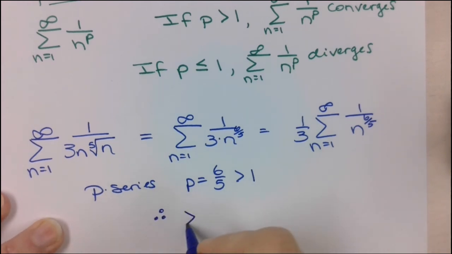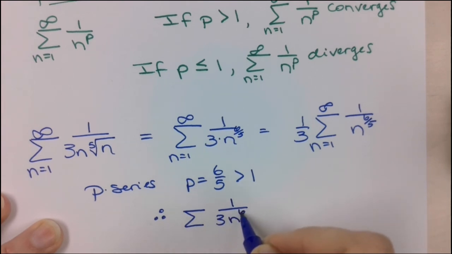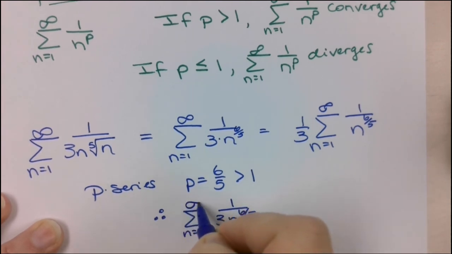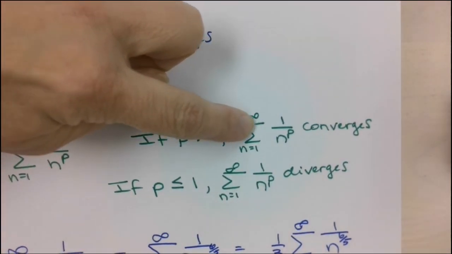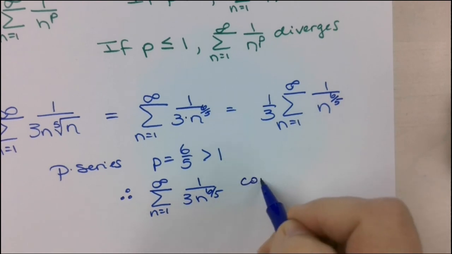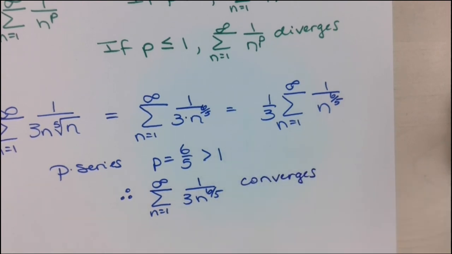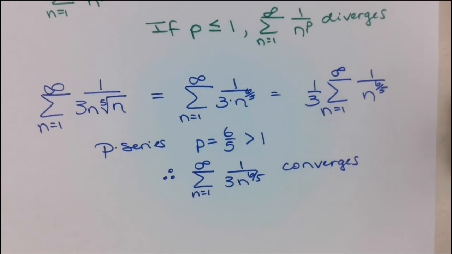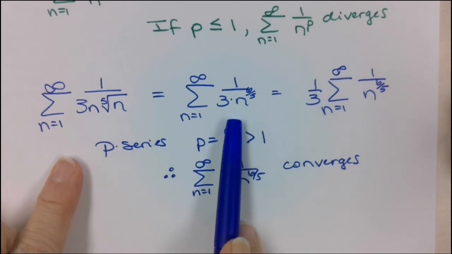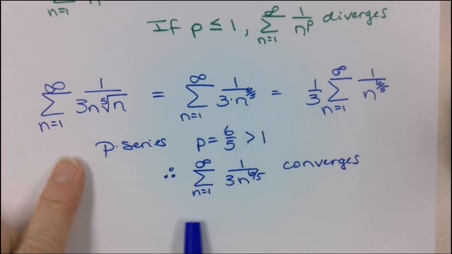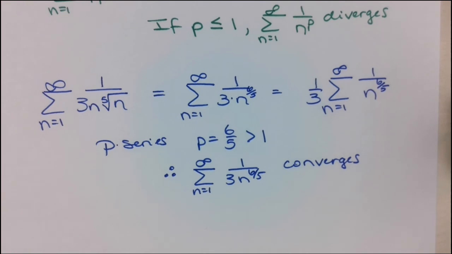And therefore, my series that I started with, if p is greater than 1, the p-series converges. This series converges. And so now that we've gone through the different examples with the integral test, we have our p-series test here. We no longer have to use an integral test on a series that looks like this, because we can just apply this p-series test to say whether or not it converges or diverges.